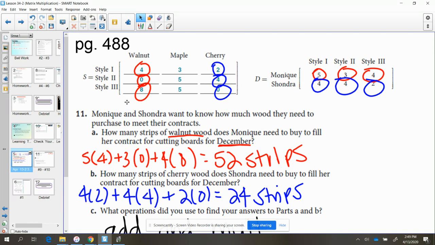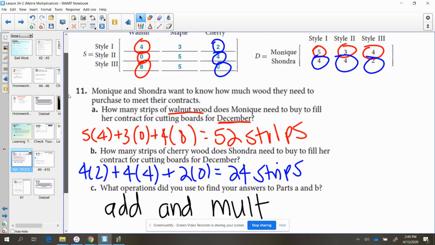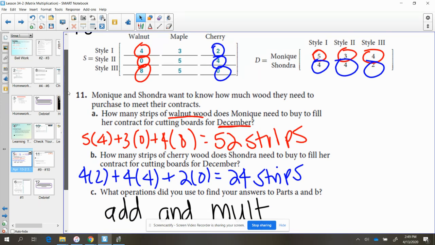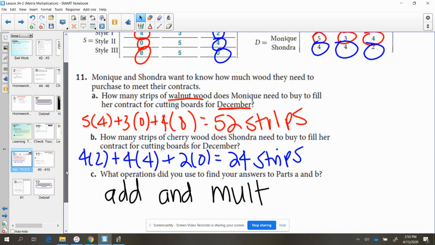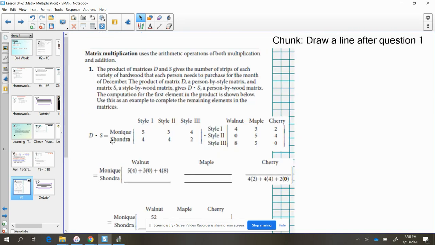Something that we talked about was how to find the number of strips we needed for specific things. For number 11, we had to take column 1 here of S and multiply by row 1 here, each of those entries together, and we would end up adding. And then we did the same process here with the cherry and the row for Chandra. We would take those values, multiply them, and add them together to get those total numbers. What we were doing was actually matrix multiplication, kind of unbeknownst to us.